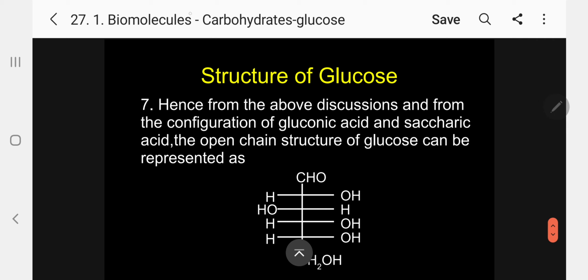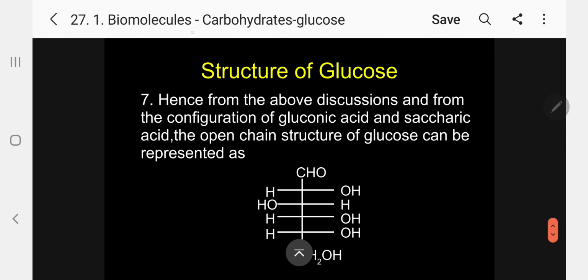Now we'll come to the structure of glucose, the open chain structure of glucose. Hence, from the above discussions so far, and from the configuration of gluconic acid and saccharic acid, we can come to the conclusion that the open chain structure of glucose can be represented as follows.